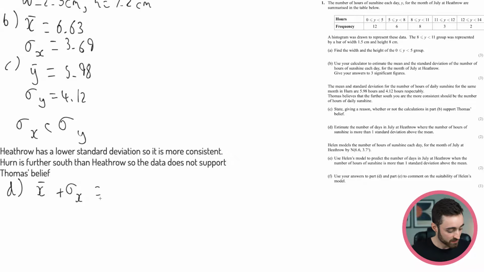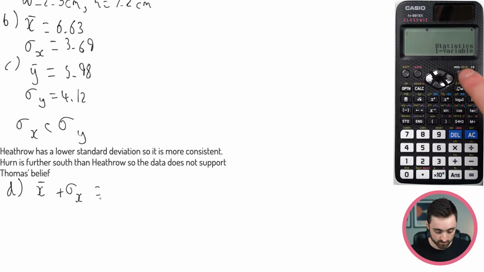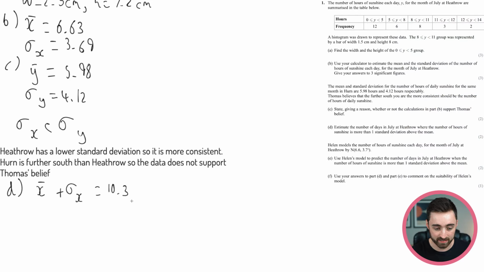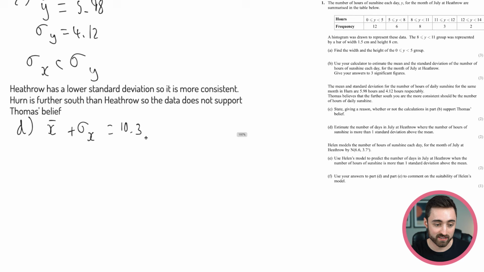Let's work it out. So, let's do 6.63. I need to get back to normal mode, so menu 1. 6.63, add 3.69, which is going to get me 10.3 to 3 sig fig, right? Okay, so I'm going to need to use what we call linear interpolation here.